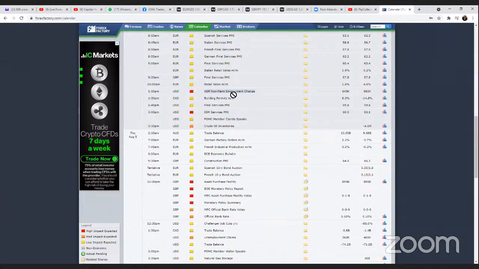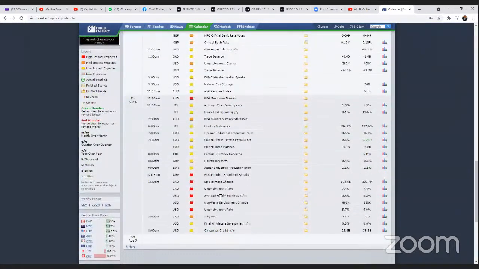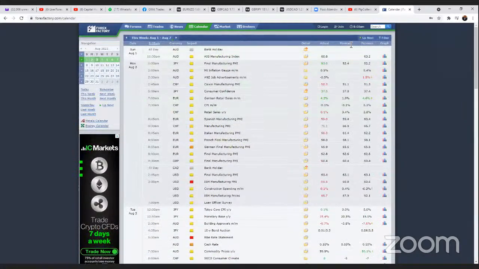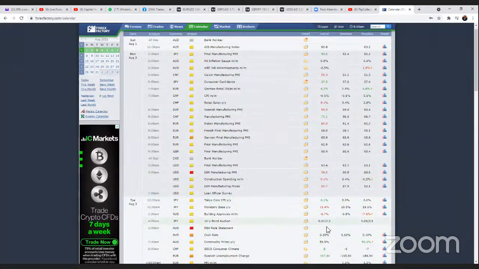So the ADP is an organization that basically tries to predict what you will get on the NFP. Whereas the NFP would show the actual report. Where is it now? The NFP would show the actual report. This was the previous NFP. Let's look at it there. You can see that's the previous NFP. That's the forecast. Then the actual is what we're going to find on the third column.